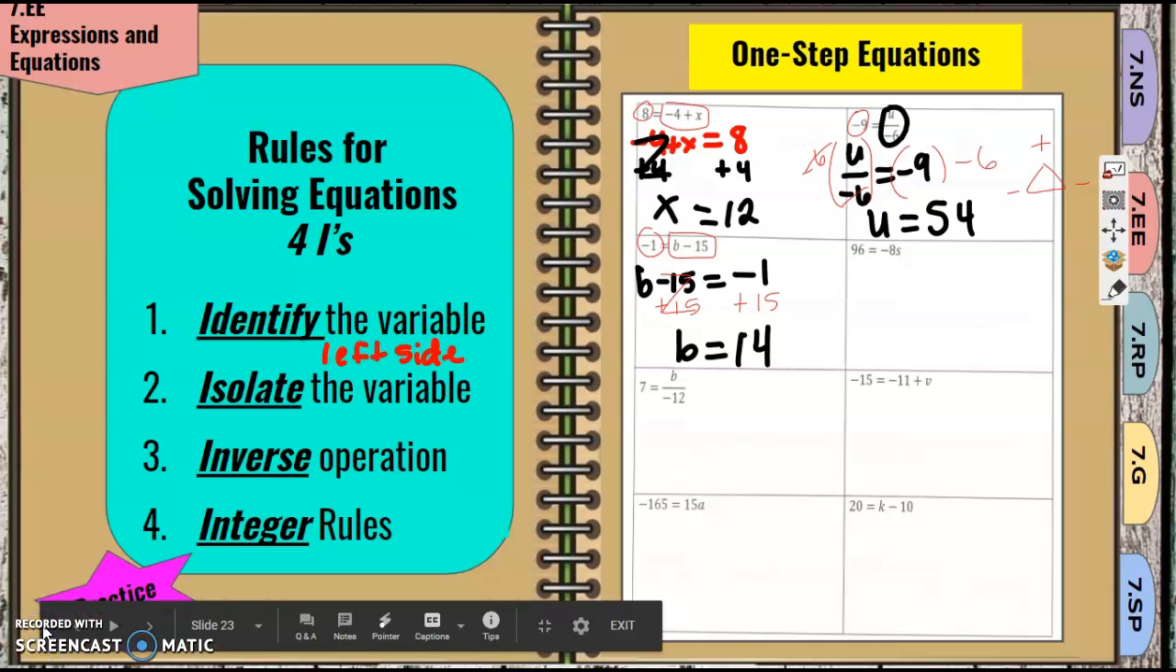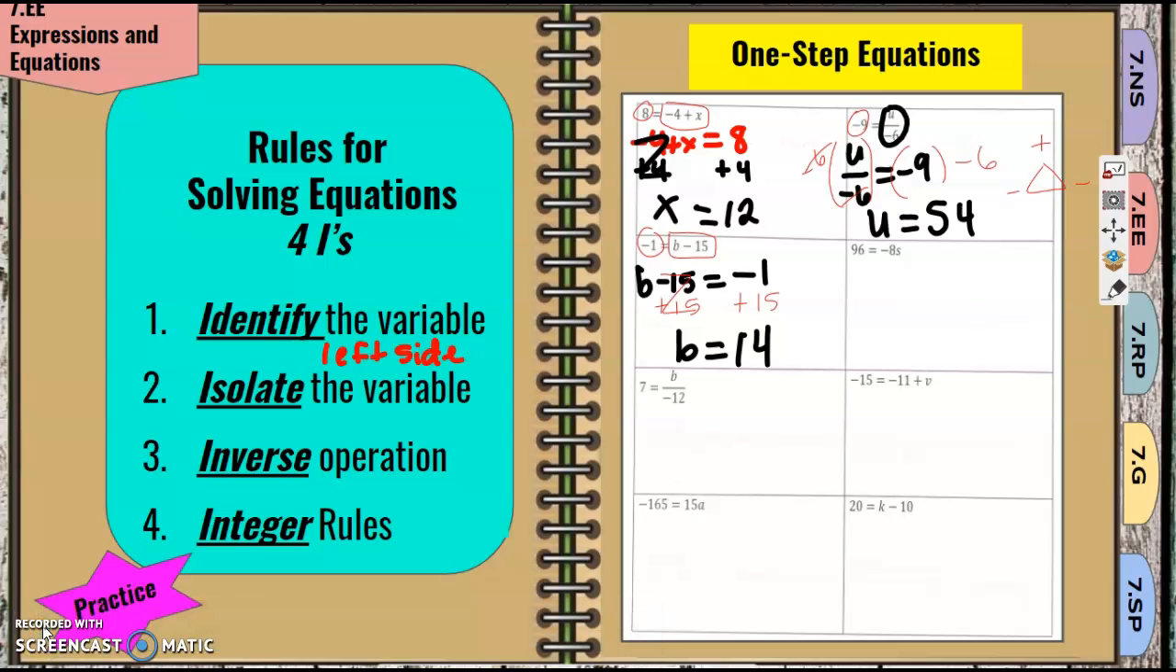All right, first thing I do is check to see is my variable on the left side. If it's not, rewrite it. Negative 8s goes on the left side, and 96 goes on the right side. When my variable has a coefficient beside it, that means multiplication. That's negative 8 times s.